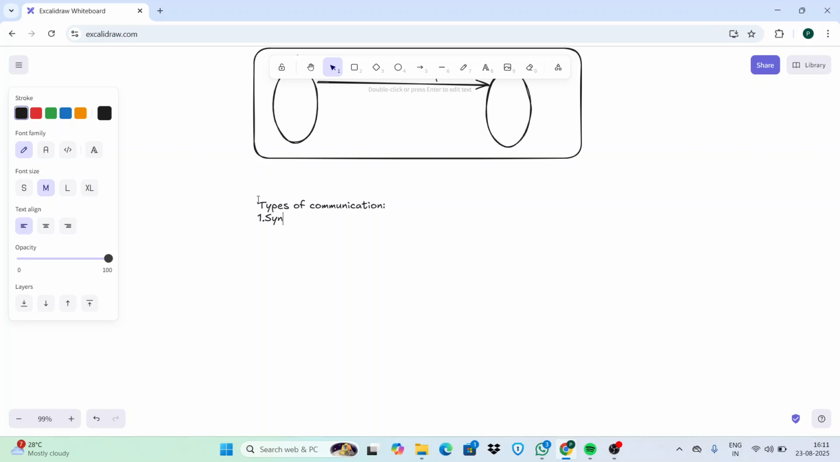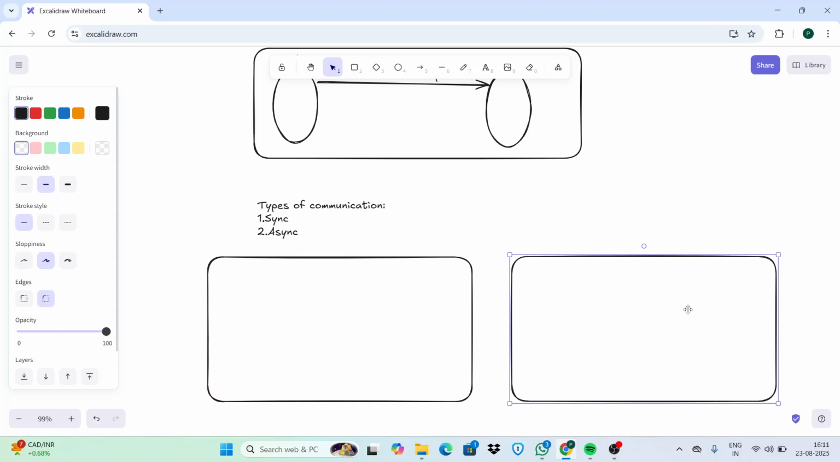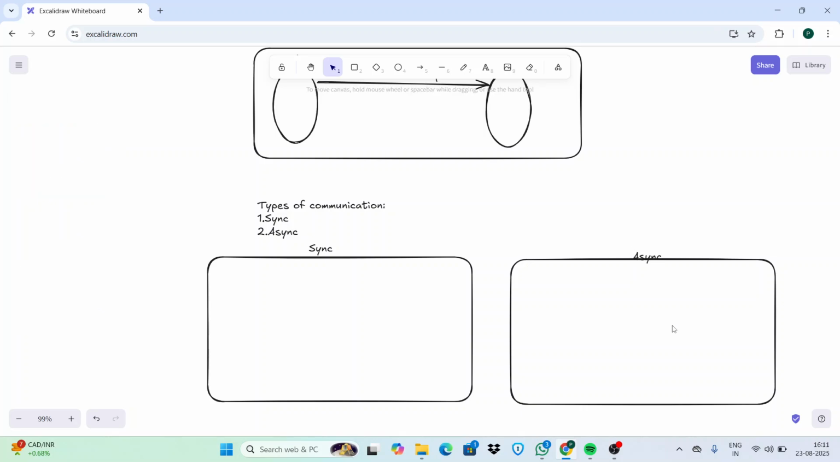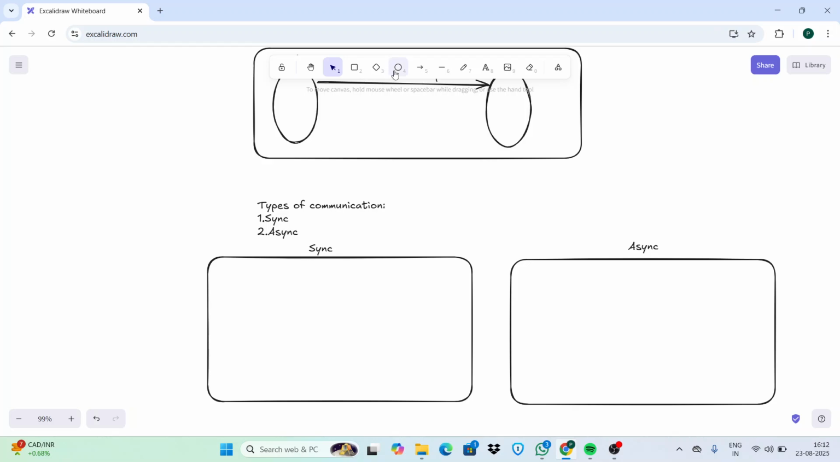So first is the synchronous type, synchronous communication, and asynchronous communication. So what is synchronous and what is asynchronous communication? This is first sync, and this is async. So what is synchronous communication?